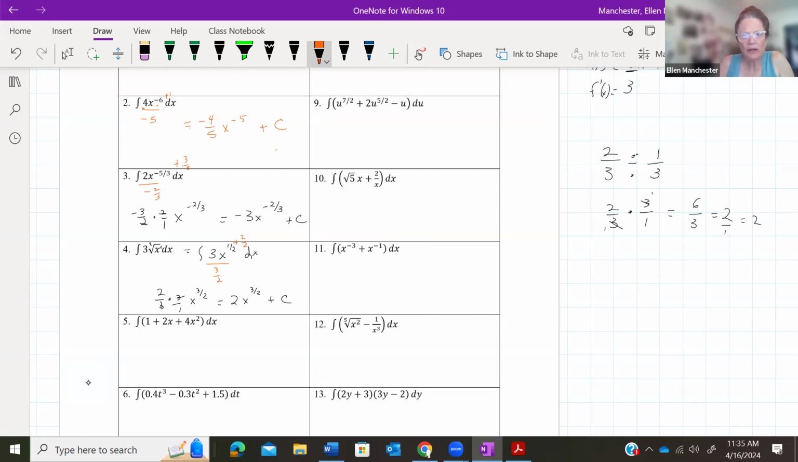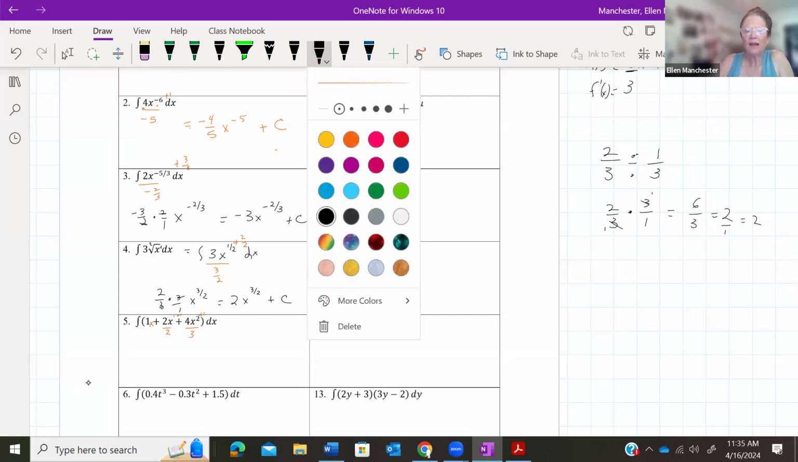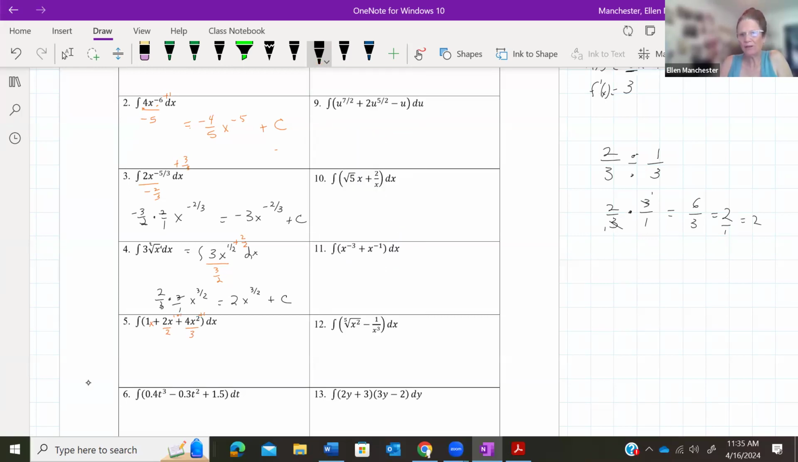Okay, so here we go. We're going to add the x to the 1. So if it's a constant, you add an x to it. And then for 2x, we're going to add 1, divide by my new exponent. On this one, we're going to add 1, divide by my new exponent. I write it out first, and then I write out my simplified answer.